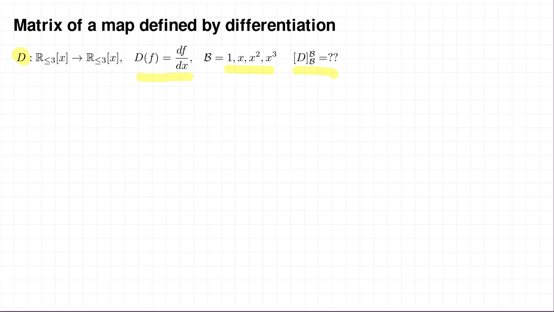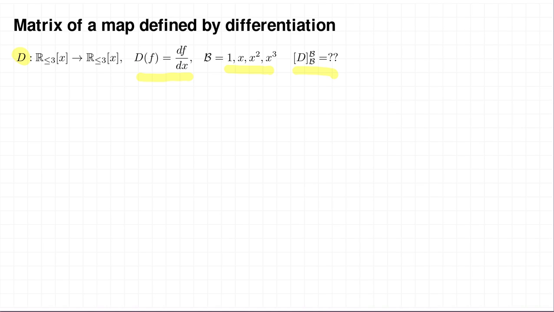So again, what I have to do in order to work out the entries in this matrix is to compute the image of each of the basis elements under the linear map D and to express that image in terms of the basis elements for the codomain. And actually, we're using the same basis for the domain as we are for the codomain this time. Both bases are going to be this basis B.